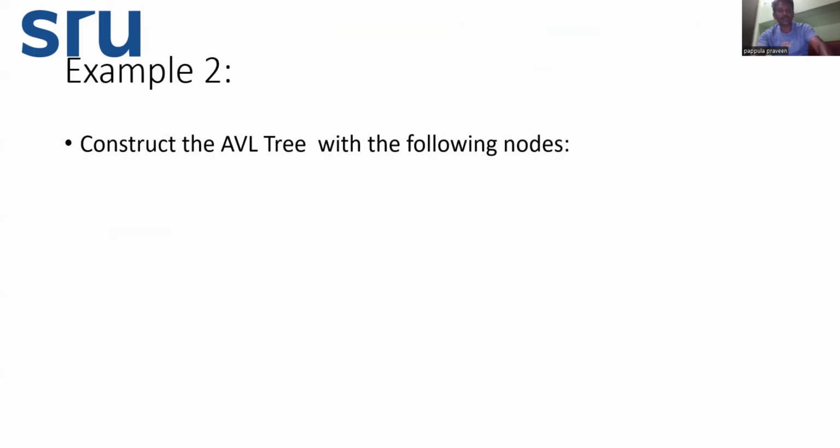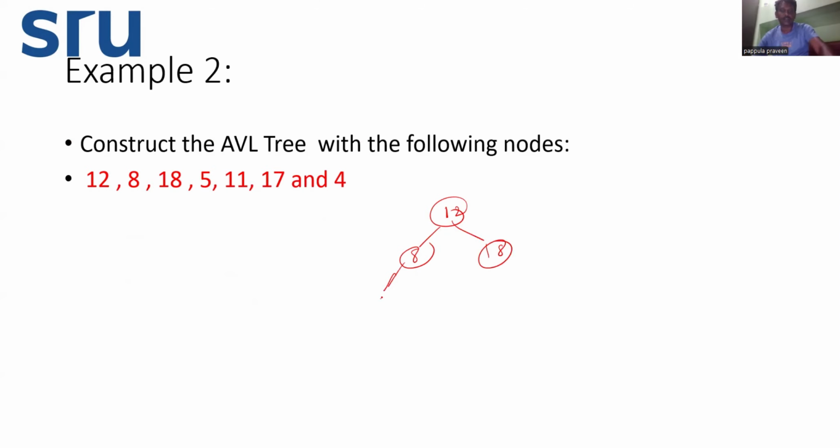Right? Now example 2: construct an AVL tree with the following nodes. Okay, now these are 12, 8, 18, 5, 11, 17 and 4. Now 12 is the root node, 8 is the left child, 18 is the right child. So we can construct 12 as root node, 8 and 18, and this is the 5, and this is the 11, and this is the 17, and this is the 4.